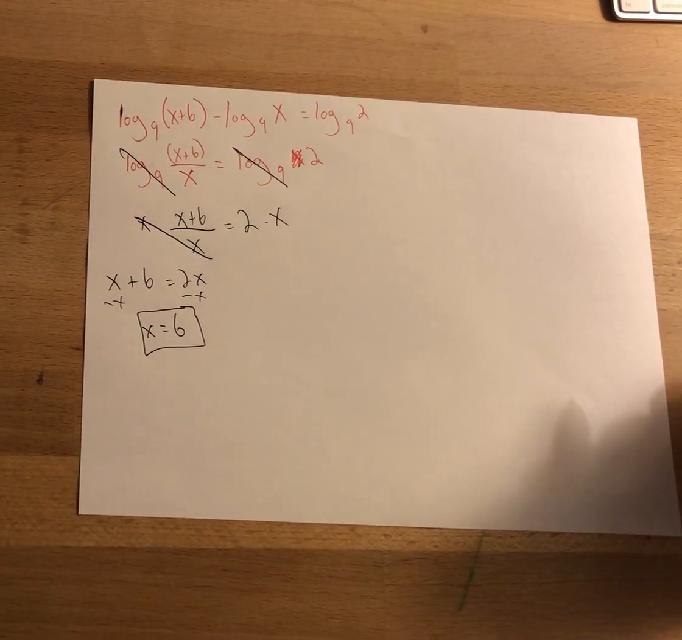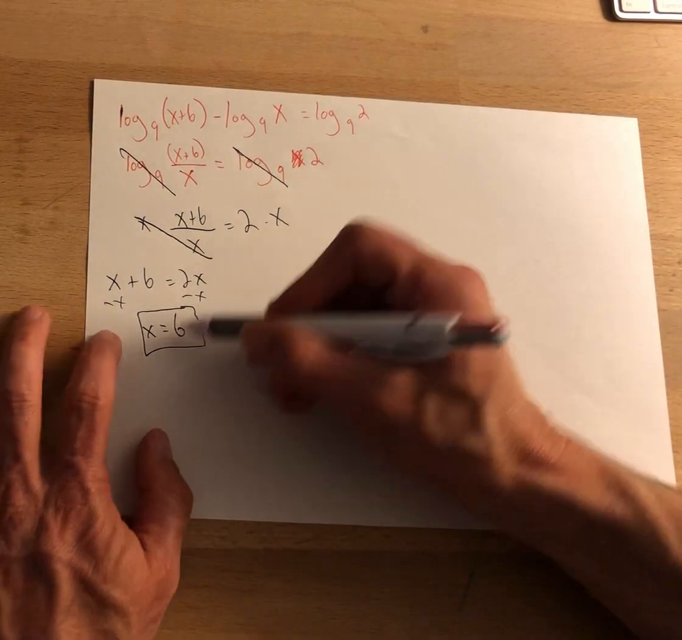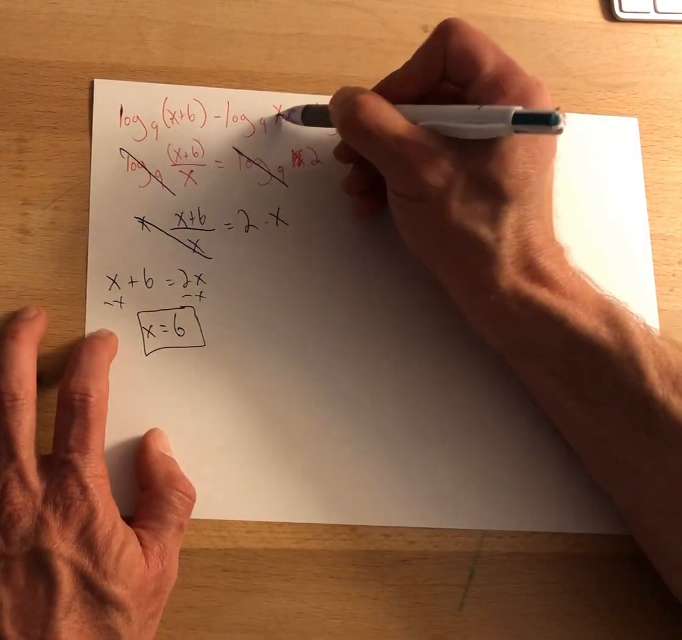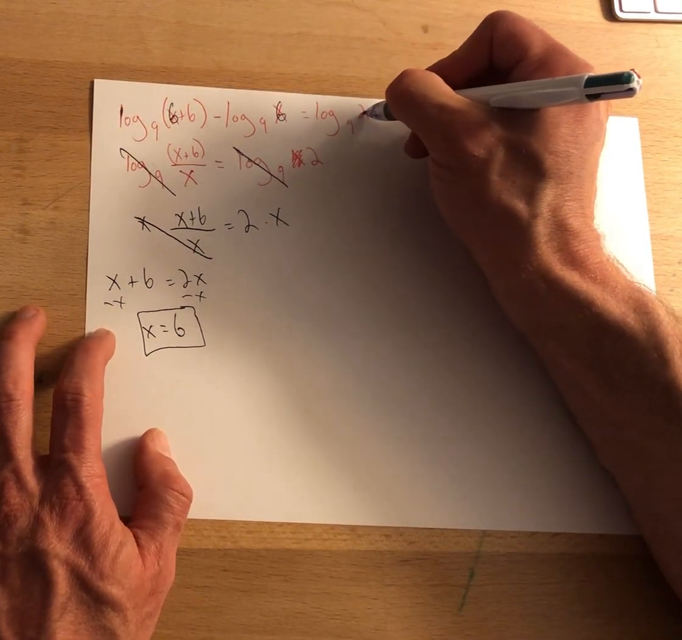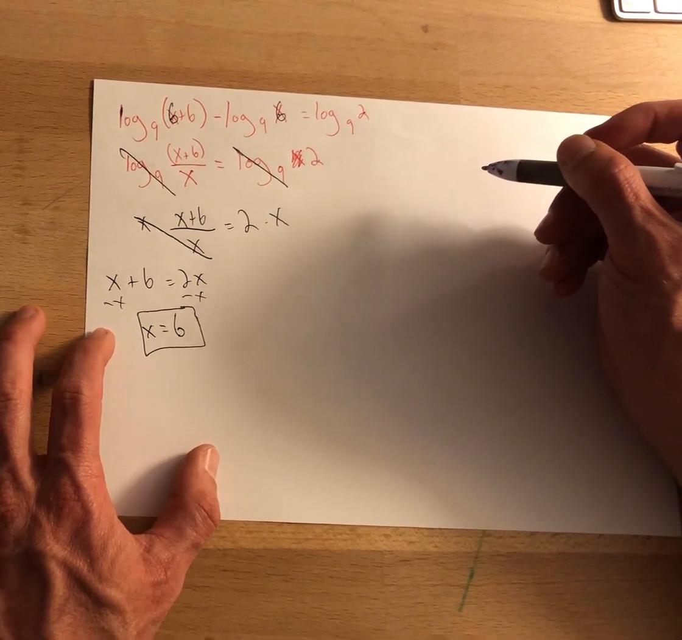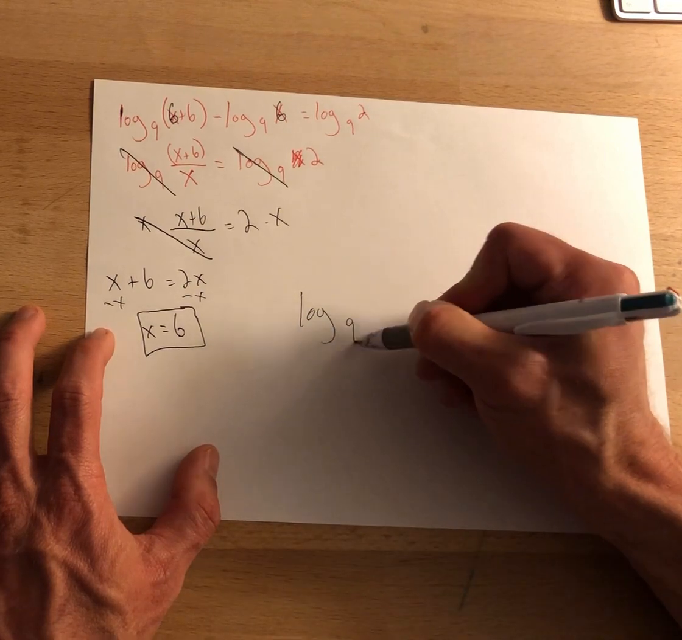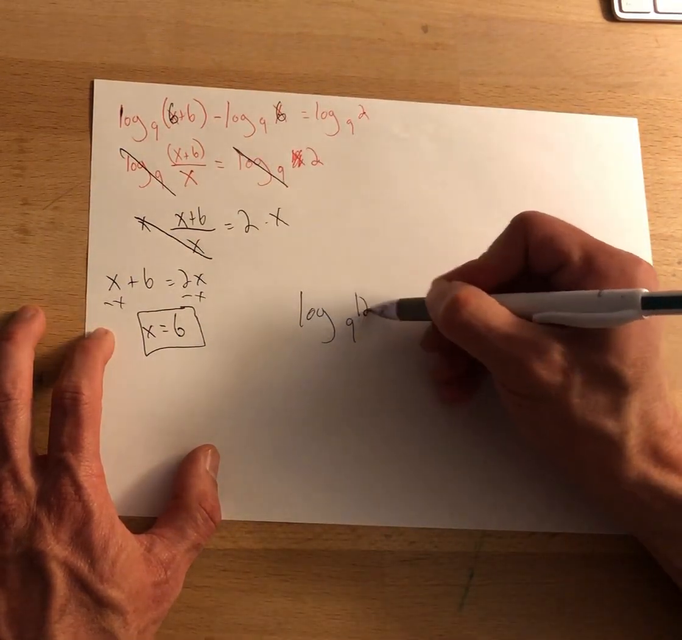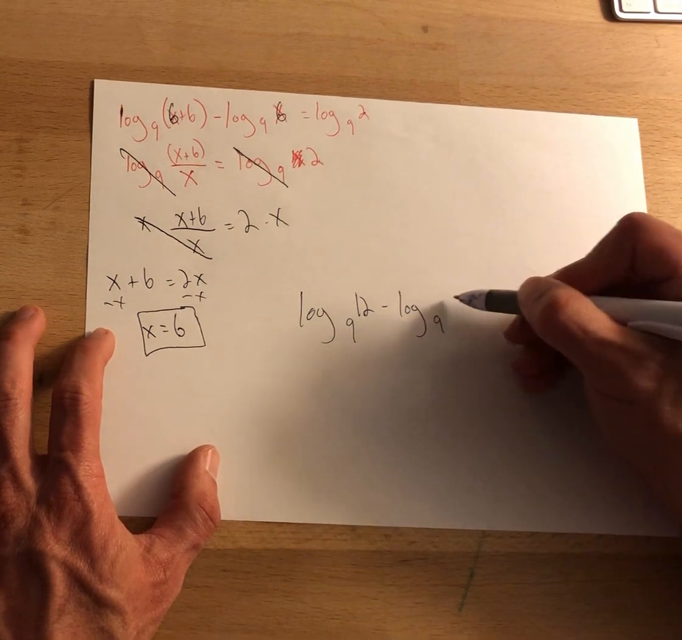I have no idea, well, I do, but let's say I have no idea if this is my answer. So what I'm going to do is plug a 6 into here, a 6 into here, and see if I get 2 as an answer. So I'm going to have log base 9 of 6 plus 6 is 12, minus log base 9 of 6.